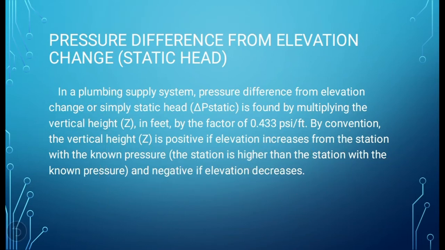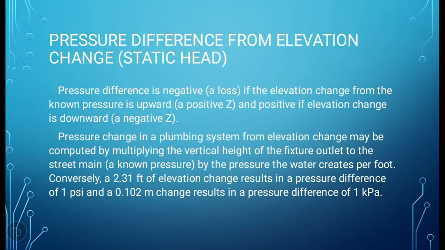Tapos, tandaan po natin na yung 0.433 psi per feet is equal po siya sa 9.795 kilopascals per meter. Equal lang po siya. Pressure difference is negative or a loss if the elevation change from the known pressure is upward. Yun na nga po yung sinasabi ko kanina na nagiging negative po siya kapag pataas po ang motion ng tubig. And positive if elevation change is downward. Nagpa-positive naman po siya kapag pababa ang motion ng tubig. It means pag pataas, galing po siya sa mababang area papunta sa mataas. Kapag pababa naman, galing siya sa mataas papunta sa mababang area.